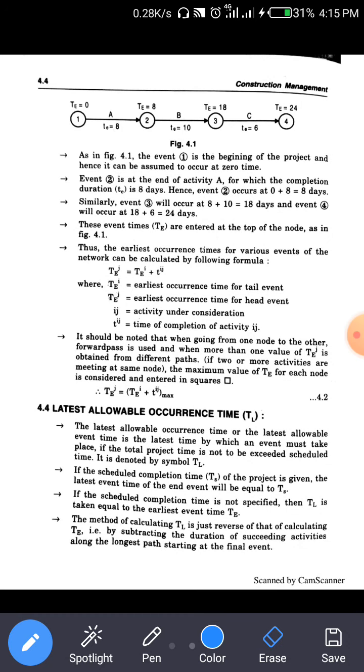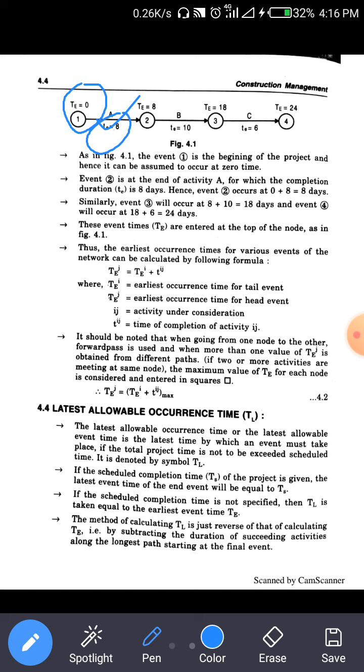Now here, what is TE? TE starts from zero. One of the smallest examples is here: in this figure, we write 0 at the starting or beginning of the project, assuming that the occurrence time is 0. Here TE, the expected time to complete activity A, is equal to 8.